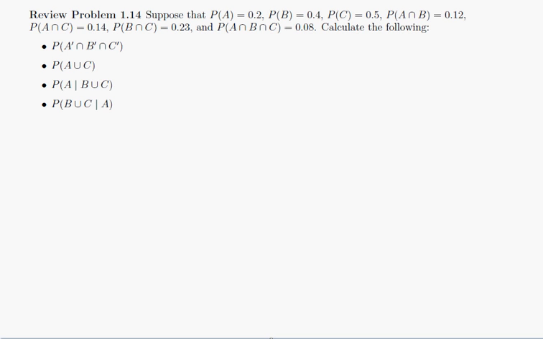Let's now consider this Venn diagram problem. The probability of event A is 0.2, probability of event B is 0.4, probability of event C is 0.5, probability of A and B is 0.12, probability of A and C is 0.14, probability of B and C is 0.23, the probability of all three is 0.08. Find the probability of all of these four events.